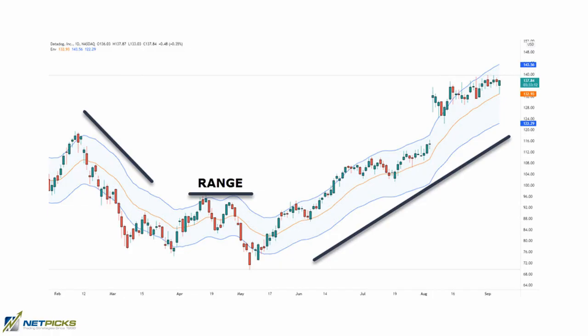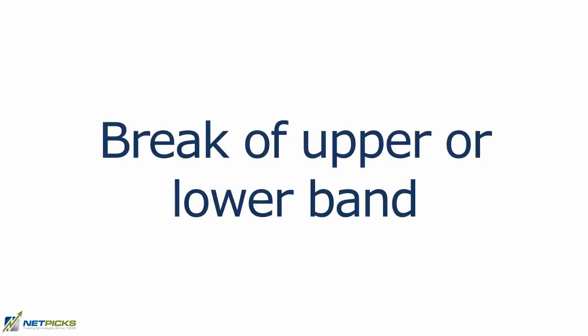So when you see the envelope sloping to the upside, uptrend. Downside, downtrend. When you see it moving sideways, you can consider that a trading range. And a trader will also use the break of the upper envelope or the lower envelope for trend confirmation.